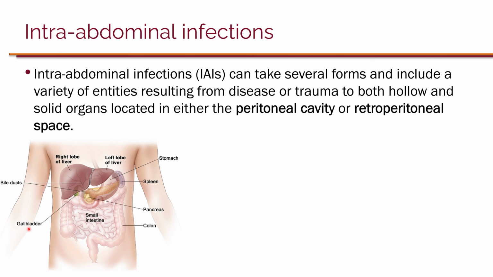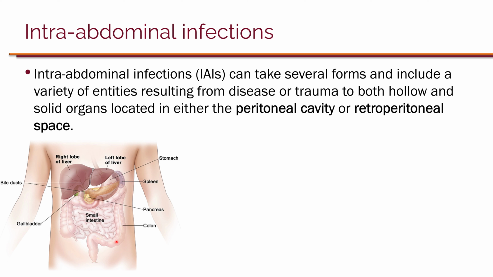Intra-abdominal infections can take several forms and include a variety of entities resulting from disease or trauma to both hollow and solid organs located in either the peritoneal cavity or retroperitoneal space. So let's take a look at a typical picture that you will see in a textbook showing the organs in the abdominal area. So you can see there is the liver, there is the stomach, there is a gallbladder behind the liver, there is the small intestine and the colon.